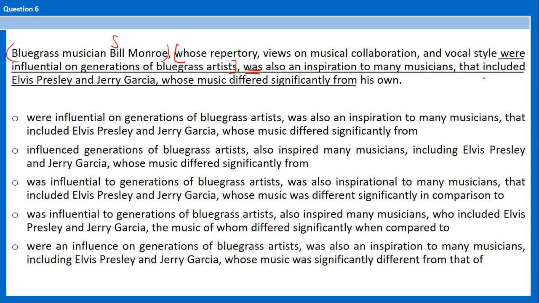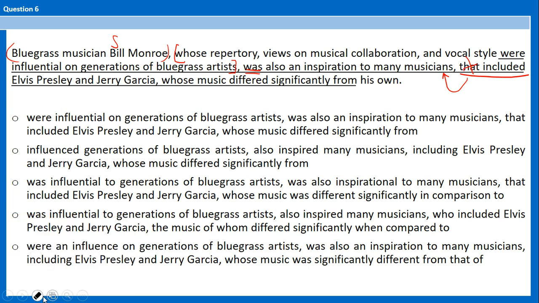Be careful with "that included." You cannot have a comma before a "that" clause modifier. A "that" clause modifier needs to describe the noun before the comma. Another thing is that in the GMAT, you must avoid using "that" to describe people. We prefer "who" rather than "that." This is wrong.